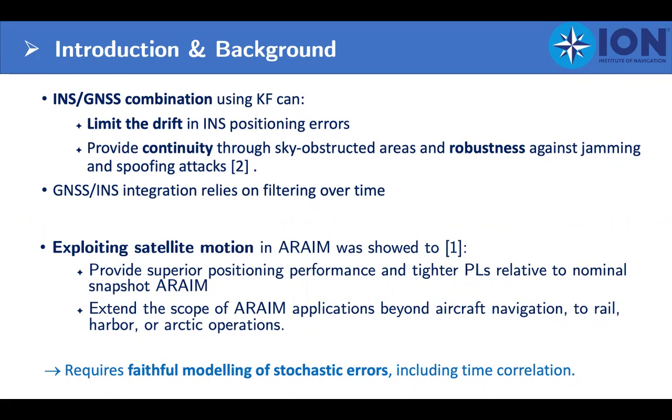But this GNSS and INS integration relies on filtering over time. Now, in another application, we've also seen that exploiting satellite motion in ARAIM can help reduce protection level and provide superior positioning performance. And so this could potentially also help extend the scope of ARAIM to other applications such as rail, harbor, or Arctic operations. But these two applications require a faithful modeling of stochastic errors, including their time correlation.